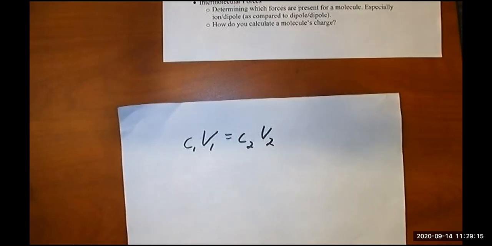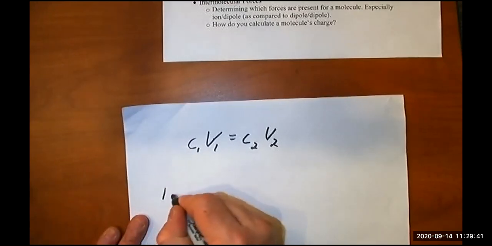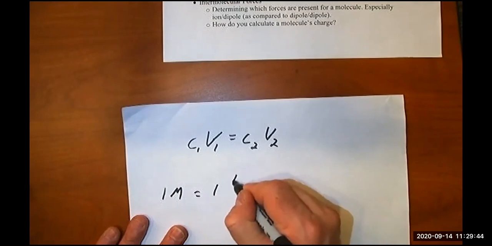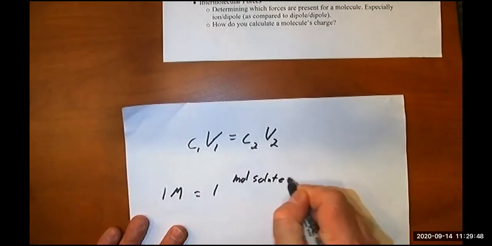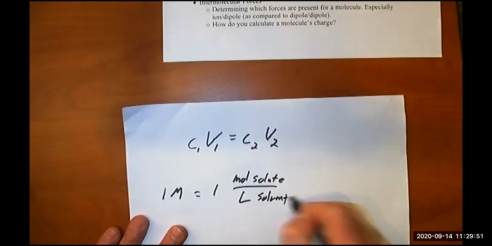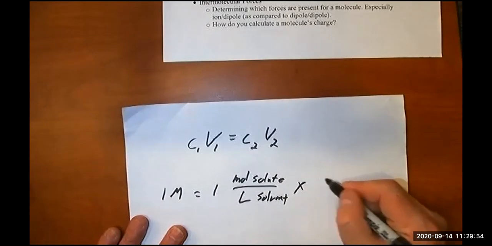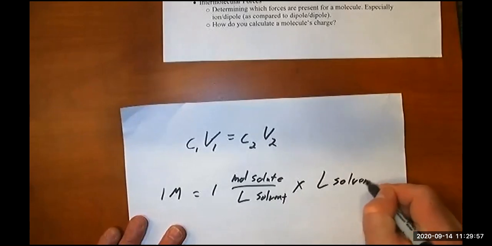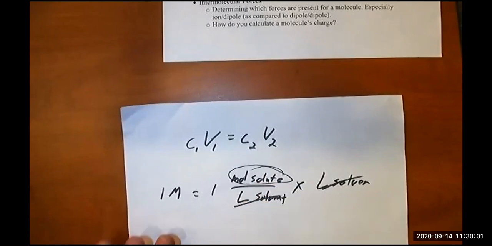Moles. Moles of what? So the choices are moles of solute, moles of solution, or moles of solvent. Solute. So if you take a concentration, say 1 molar, that means 1 mole solute per liter solution, and you multiply this by a volume in liters, that cancels and you get moles of solute.